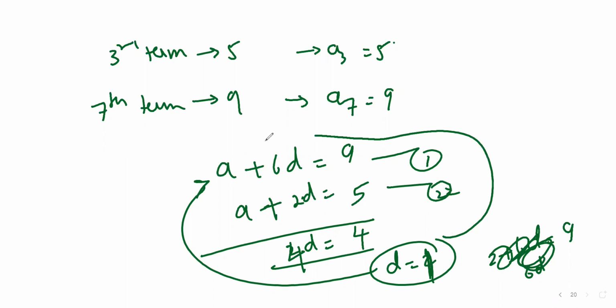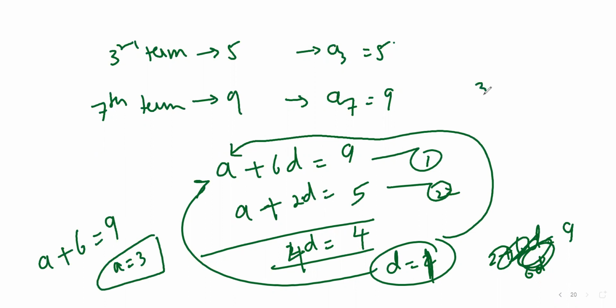D is 1. So A plus 6D, A plus 6 into 1 is equal to 9. A is equal to 3. So the AP is 3. Next term is you add D, which is 4. Then 5 and so on. This is the AP, if they ask you to find the AP.